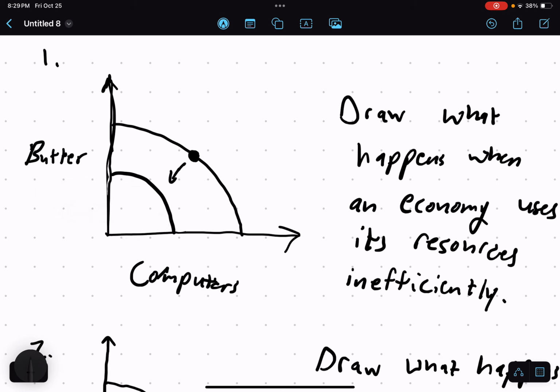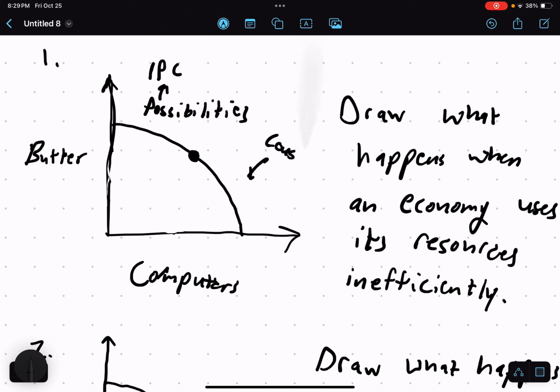Because inefficiency inherently signals that our production is going to be lower. However, this is actually not the case. And the reason why is because it's called a production possibilities curve. Notice how it has the keyword possibilities. Basically, this curve, treat it like a constant in this scenario.